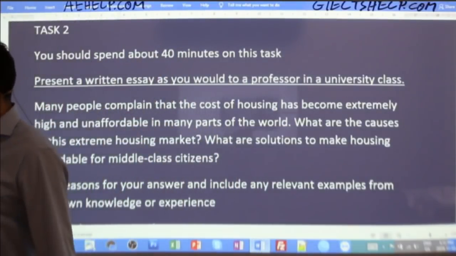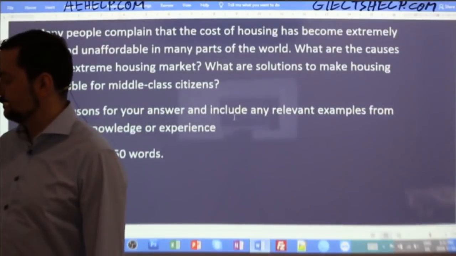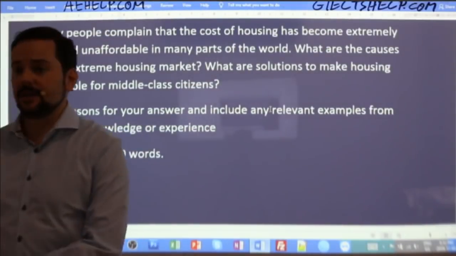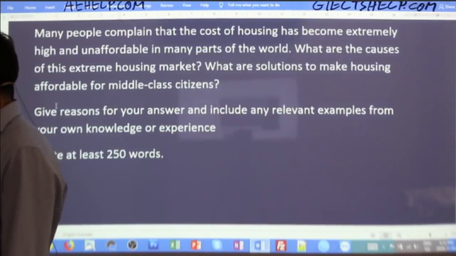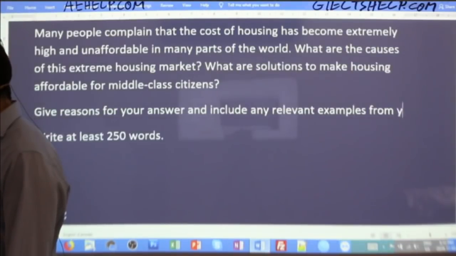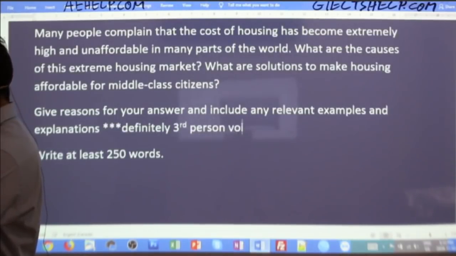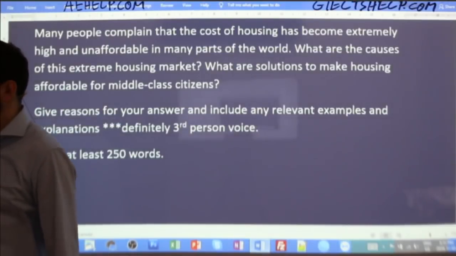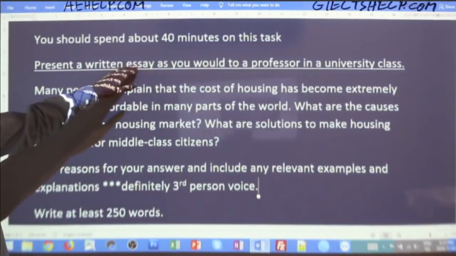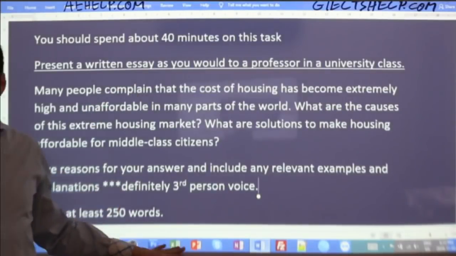And if you don't see "you" and "your" in this part down here, then definitely write in the third person voice. So give reasons for your answer and include relevant examples. Then if you have this part missing, then this is definitely third person voice. All right, that's an important point here. So if you see this and you see the question end this way, it's a third person voice.